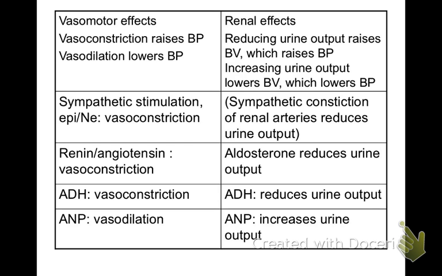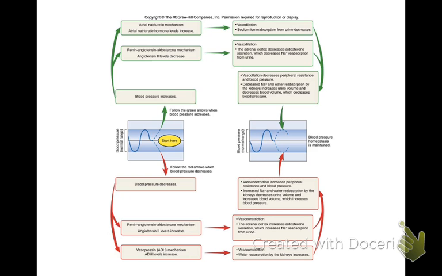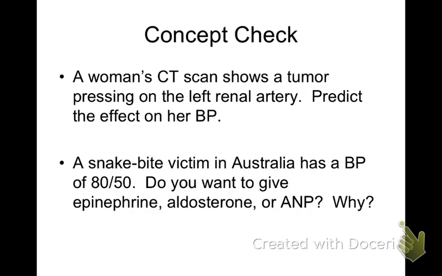So here's just a summary of, on the left, you've got the peripheral resistance changes, and on the right, you have the renal effects. So be sure you know which hormones do which and how they work. And there's a very busy slide showing you the diagram out of your book, so you can follow that along in your textbook.